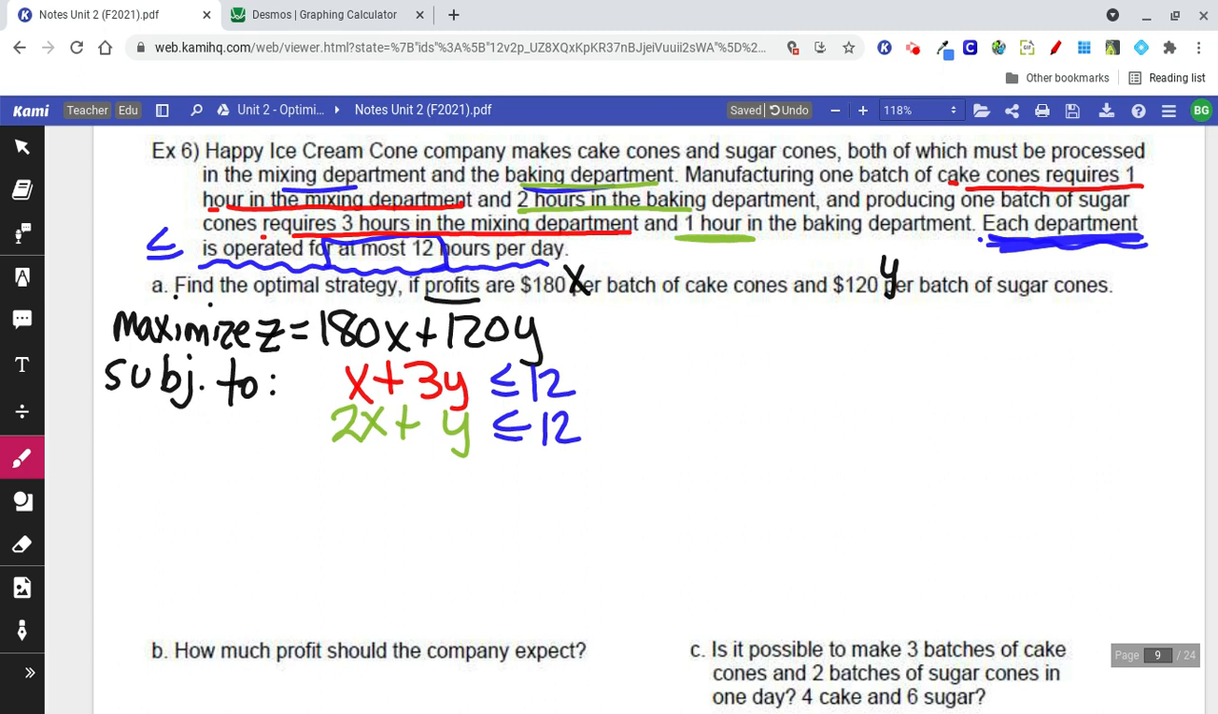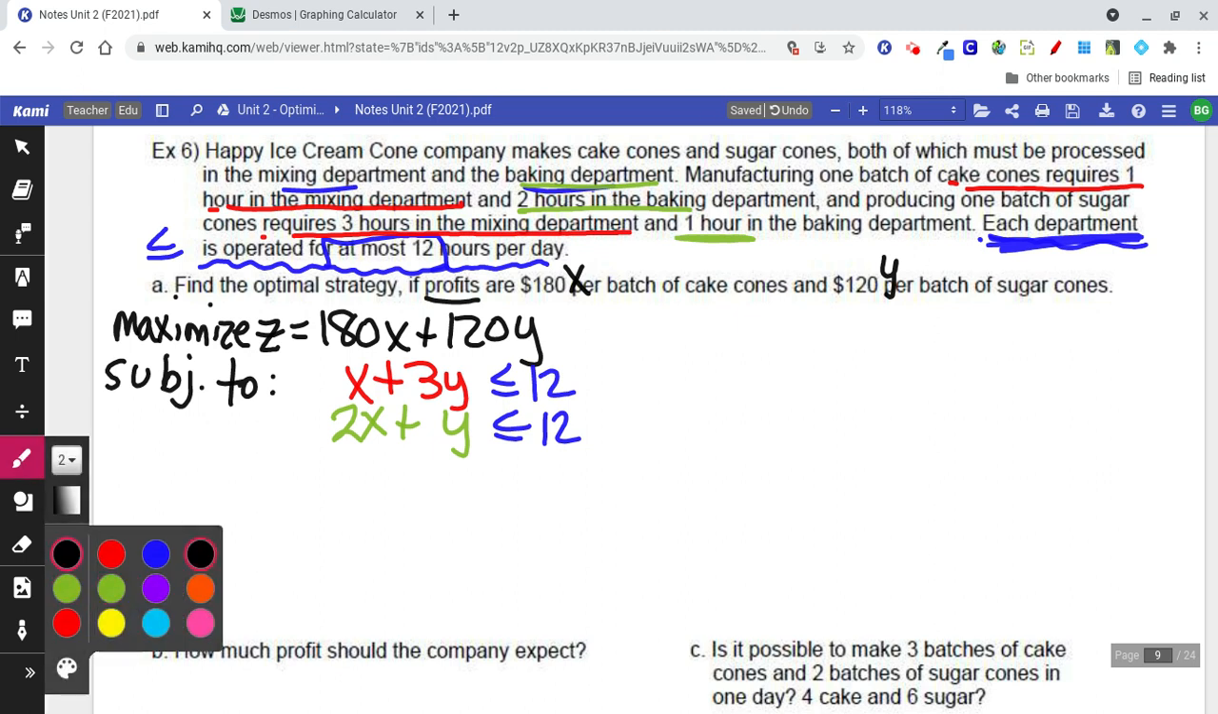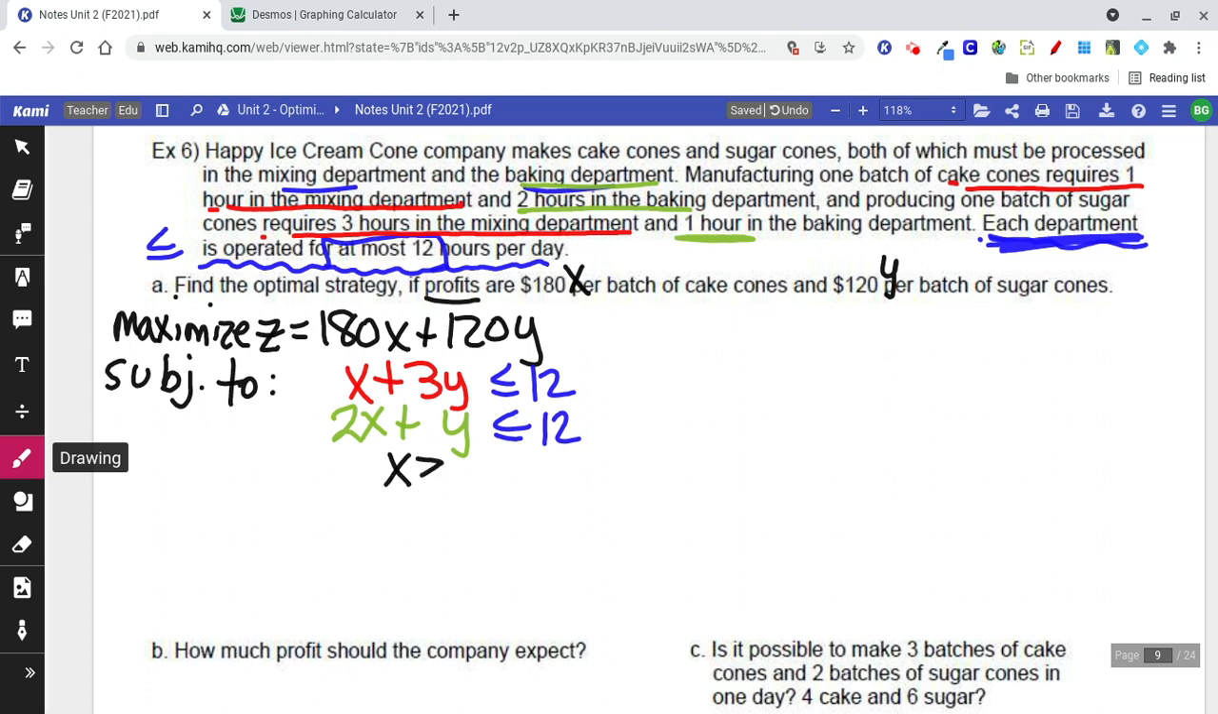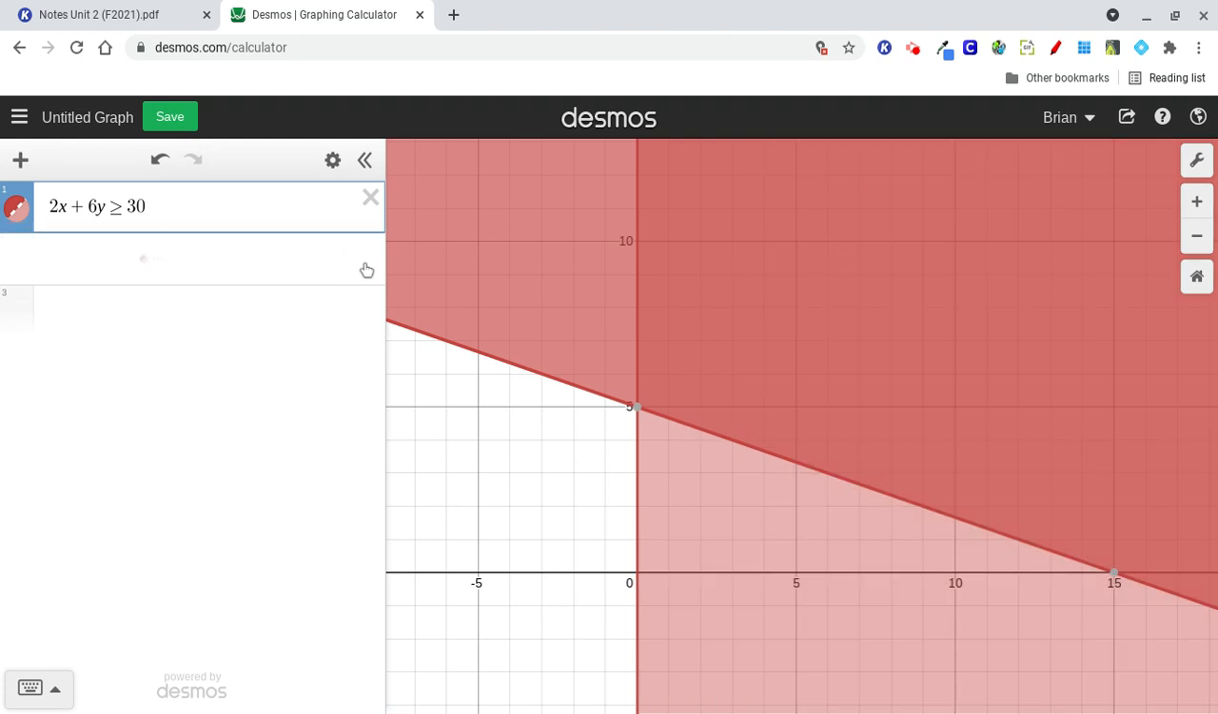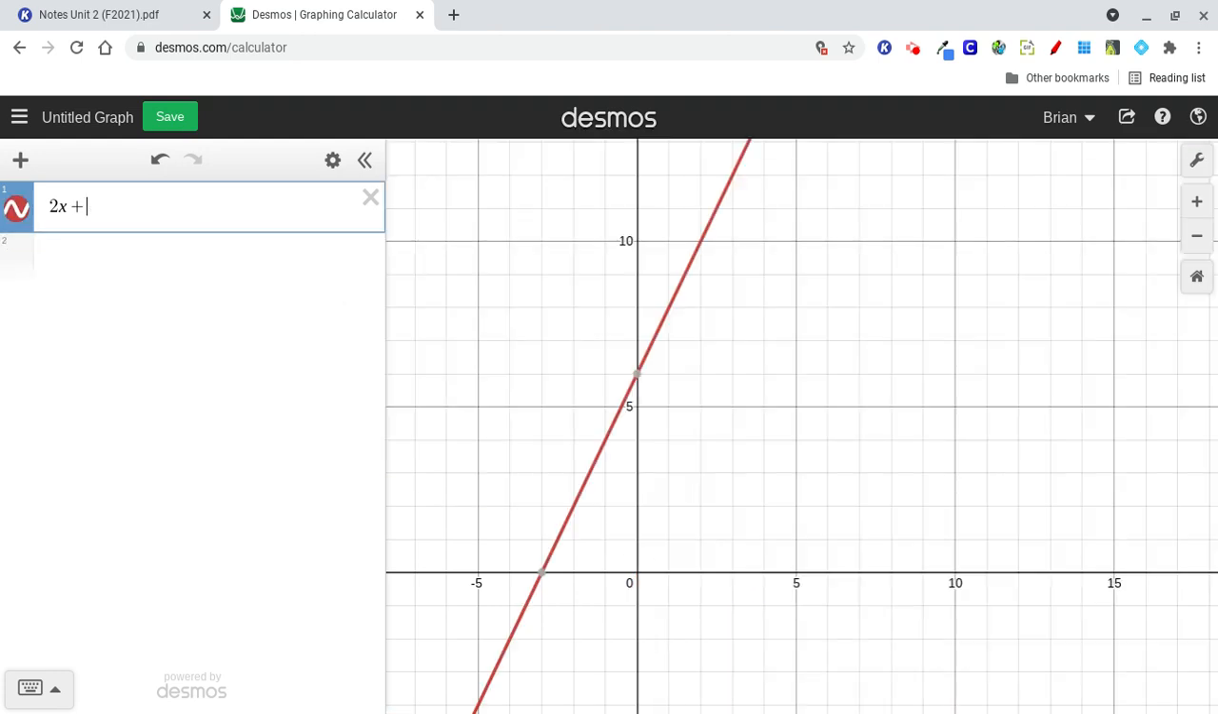All right, that's the hard part. Now don't forget about your extra statements. Extra statements help us avoid negative ice cream cones. All right, now the fun part. Go to Desmos and graph those inequalities.